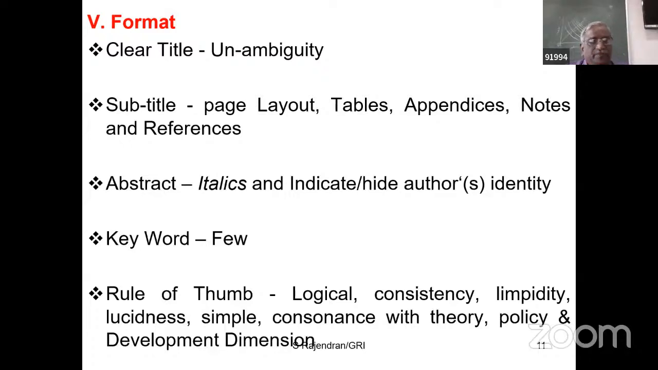And invariably, all research papers should have the abstract. Normally, to delineate it from the main text, the abstract should be in italics, indicating a single line presentation, hiding the author's identity, because sometimes the journal editor may send your paper for review by hiding the author's identity. Therefore, you had better not give your author's identity on the first page itself. You can give it in the covering page and leave it. What we call blind review, etc.